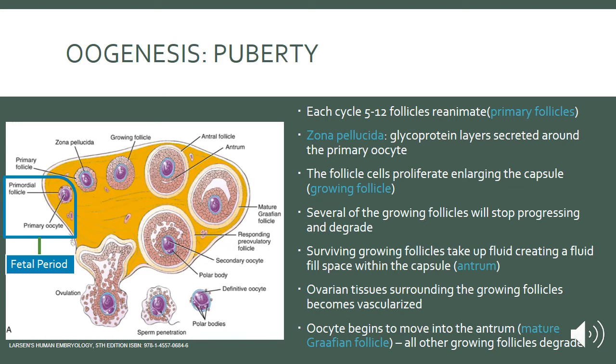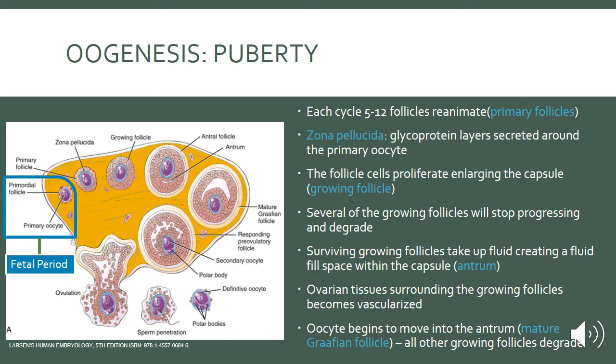Around the primary follicle forms this layer called the zona pellucida. It's a protein layer, and basically it's a protective coating around the oocyte that will ultimately serve as a barrier to sperm. Additionally, the cells within the follicle begin to grow and enlarge the capsule. So the follicle grows and it's getting bigger.